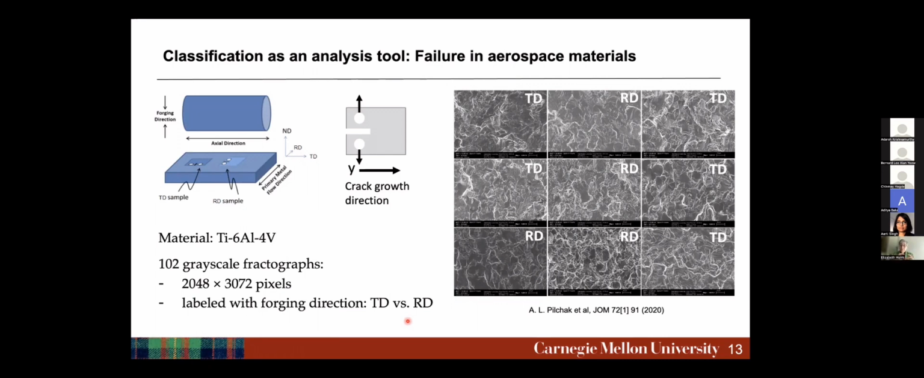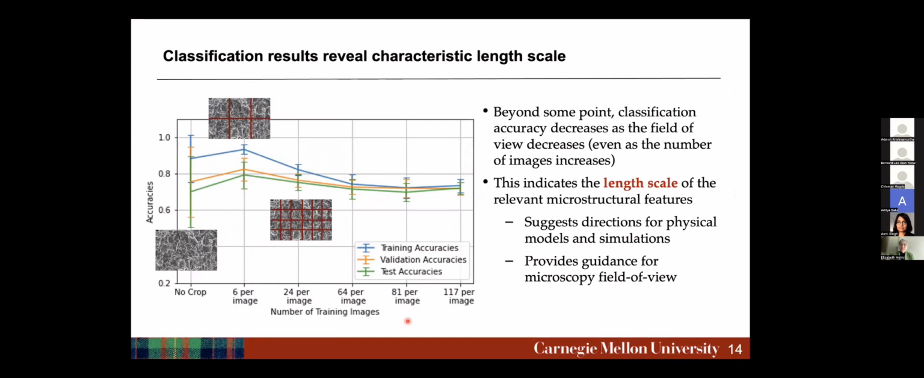And we cut pieces out of that flat plate of titanium, and we broke them. And we looked at the fracture surfaces. And there were two different directions of crack that we looked at, called transverse and rolling, TD and RD. And we have a database of fracture surface images labeled with this binary classification, either transverse or rolling. The question we had was, can we look at those fracture surfaces and classify them? And indeed, we can get good classification accuracy. That's not too much of a surprise.